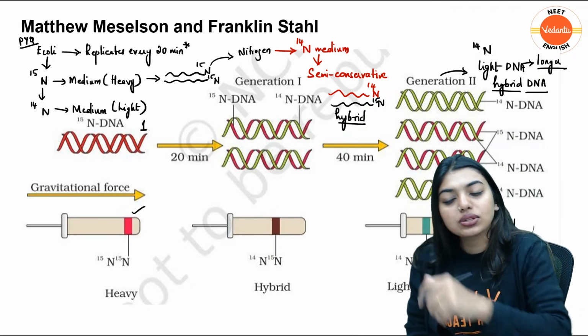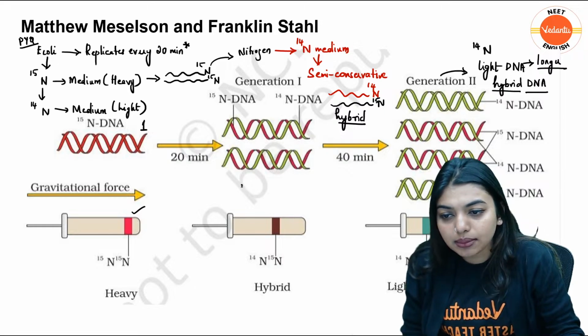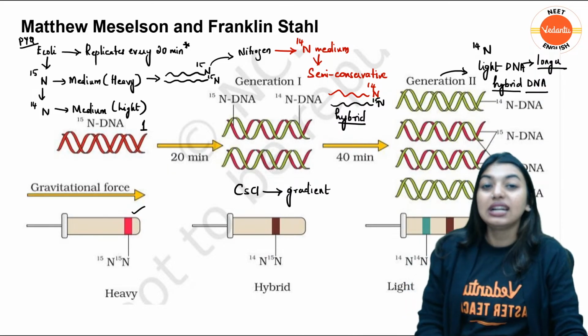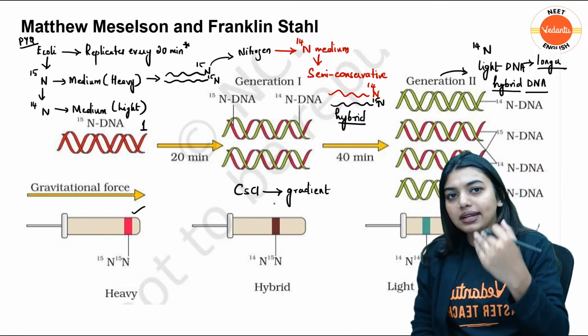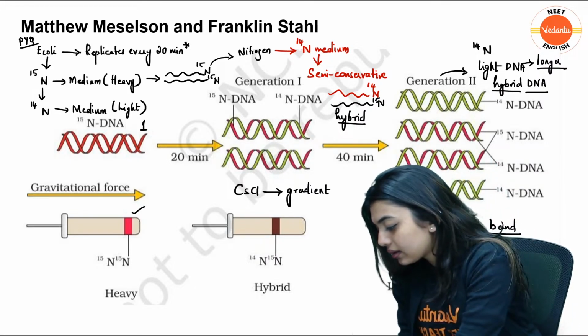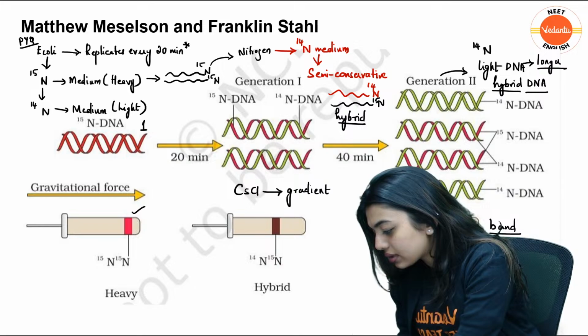Now they use something called cesium chloride. This acts like a gradient, to give the difference in the bands. Okay, clear? Easy?